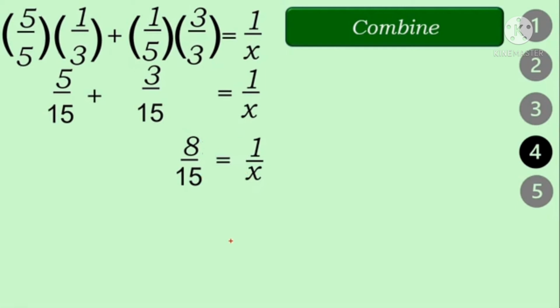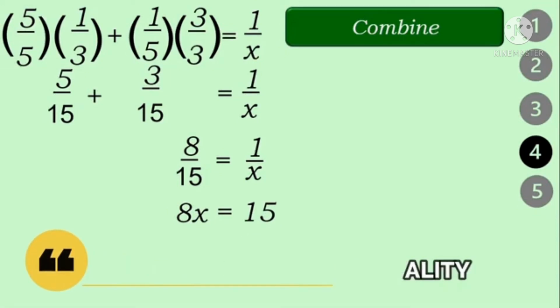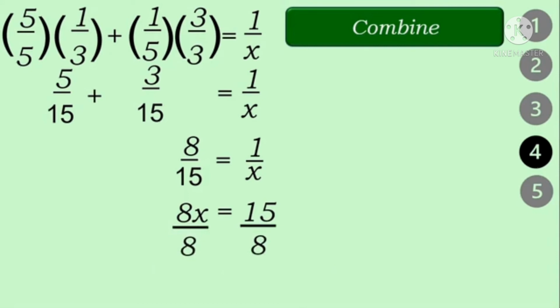Okay, that's cross multiplication. So 8 times x will give us 8x. And 15 times 1 will give us 15. Okay, we're almost there. We are going to look for the value of x. Since there's still a coefficient beside our variable x, we are going to find a way to eliminate the coefficient. And to do that, let's recall a property of equality. So that will be through the division property of equality, we are going to divide both sides by 8. That's the numerical coefficient of the variable. So that we can cancel that one out and we will be left with our variable, which is x.